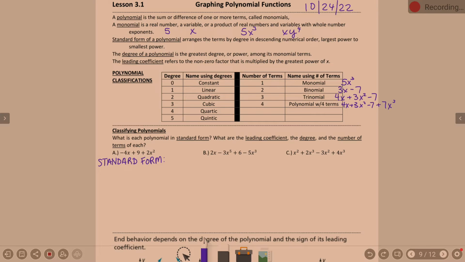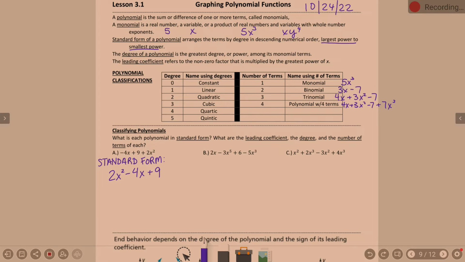If I rearrange that and put it in standard form, being largest power to smallest power. Go ahead, Aaron. 2x squared minus 4x plus 9. Okay. 2x squared minus 4x plus 9. Yep.